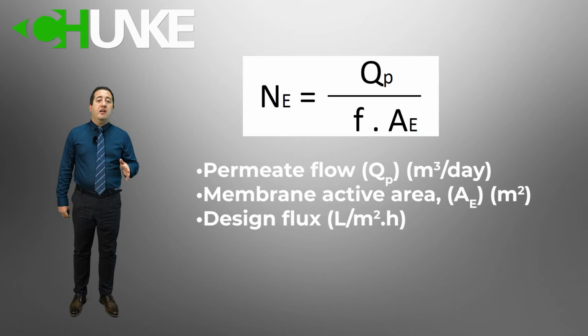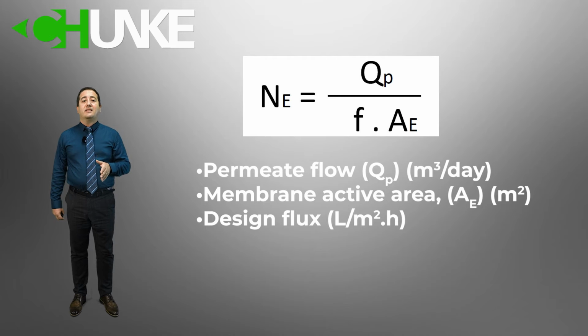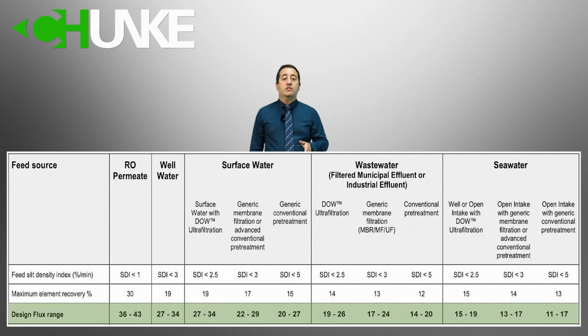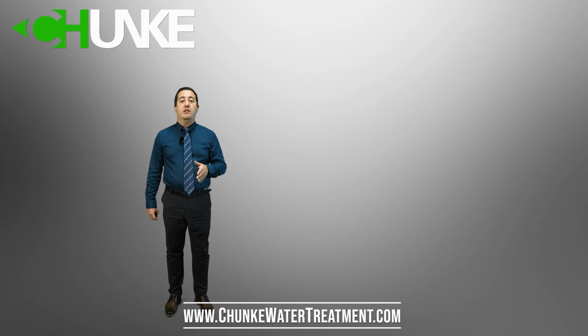Such as we have surface water, SDI index is less than 3, we check our table. Flux rate is 20 to 29. If you want to calculate the maximum number of elements, you should use 22. For the minimum number of elements, you should use 29. Such as we need water 6000 liter per hour. This is our permeate flow rate, Qp.